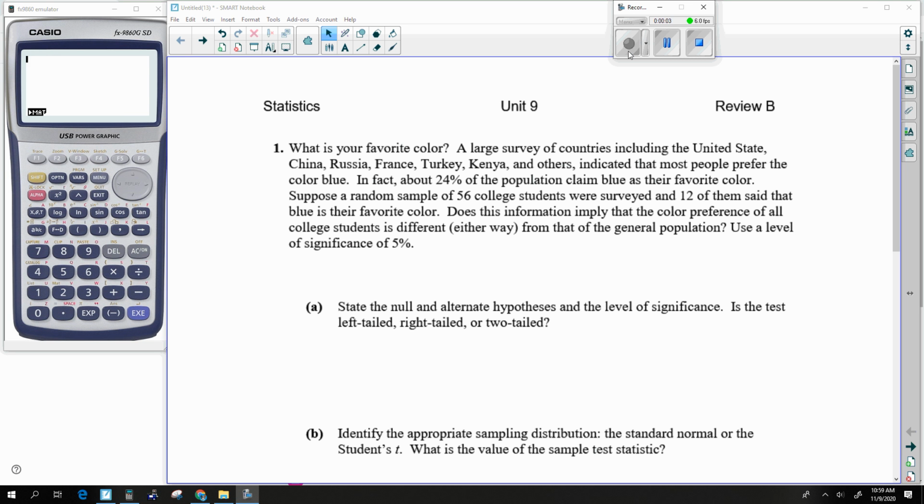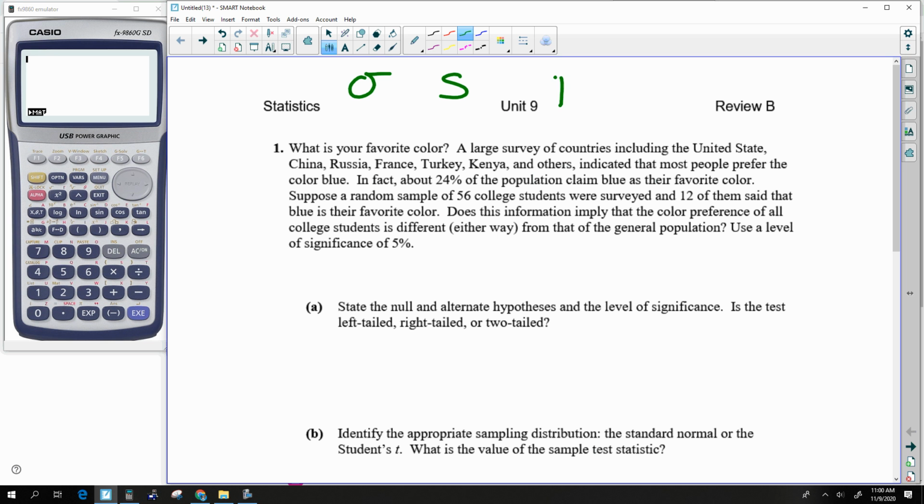Okay, here we go. Unit 9, hypothesis testing. This is review B. Notice that on these reviews and also on the test, they're not going to straight up tell you with a title what type of problem you're dealing with. Again, the three different types of problems are problems that involve sigmas, problems that involve s's, and problems that involve probabilities.